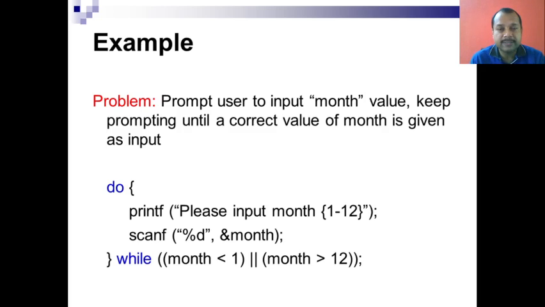So one time execution is over. After that, I will check whether it is a valid input or not. If it is a valid input, then I will proceed. If it is not, then I will keep on asking for a valid input.